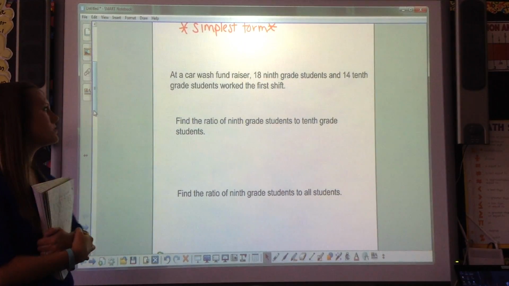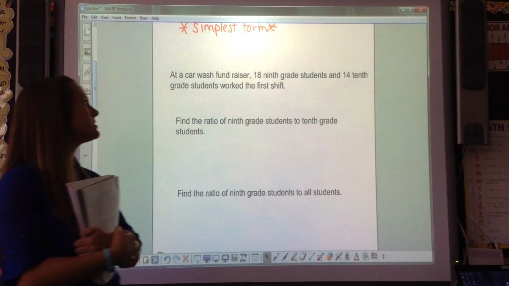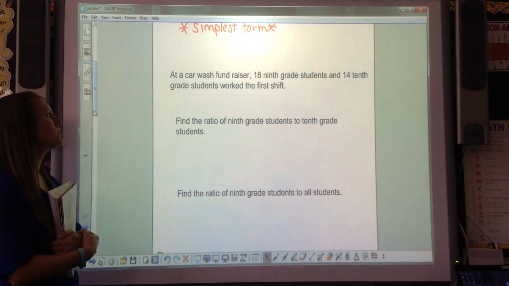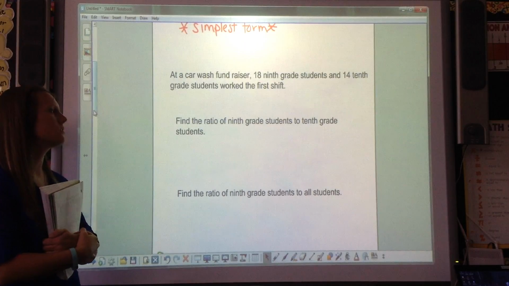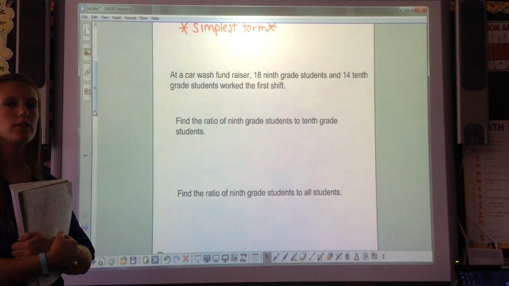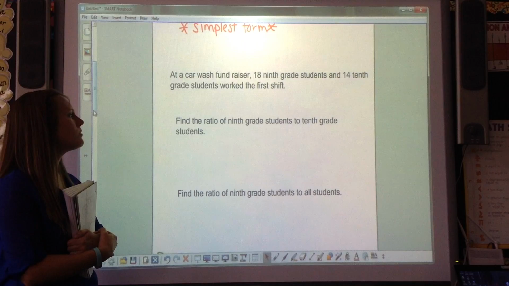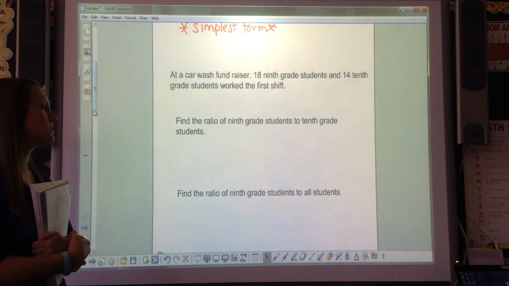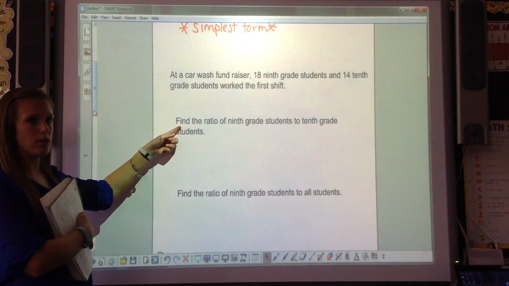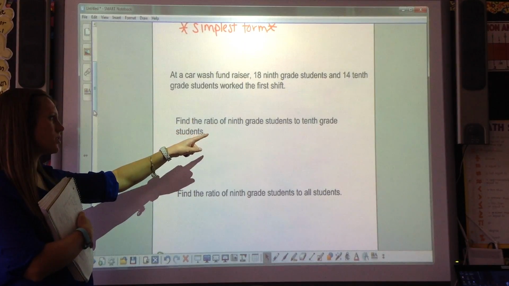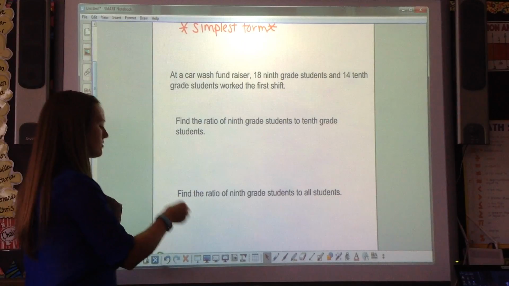At a car wash fundraiser, 18 9th grade students and 14 10th grade students work the first shift. So there they give you all the information that you need. Find the ratio of 9th grade students to 10th grade students. This right here tells me the order in which I should write my ratio. They want 9th graders first and 10th graders second.